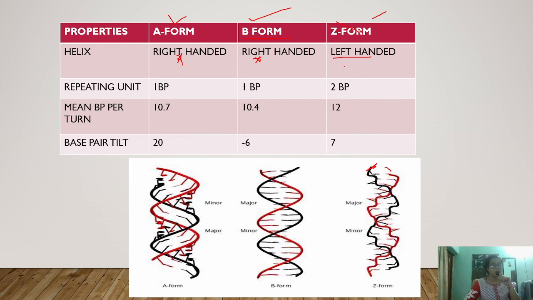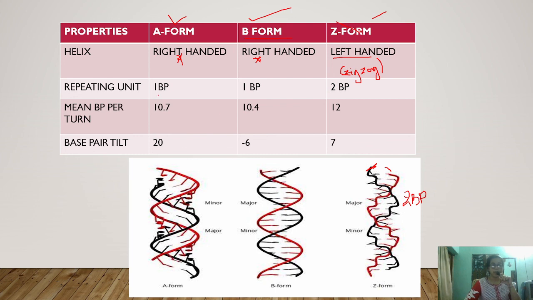And the Z form is also known as the zigzag form of the DNA. Why is it zigzag? Because the base pairs are arranged in a zigzag manner. That's why this form of DNA is called zigzag DNA. And in this form of the DNA, the repeating unit will be 2 base pairs per turn. That is, after every 2 base pairs, a repeating unit will be seen.